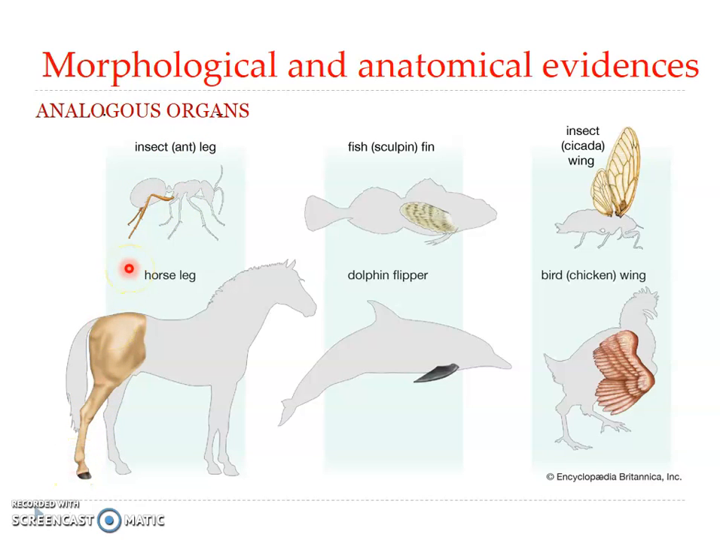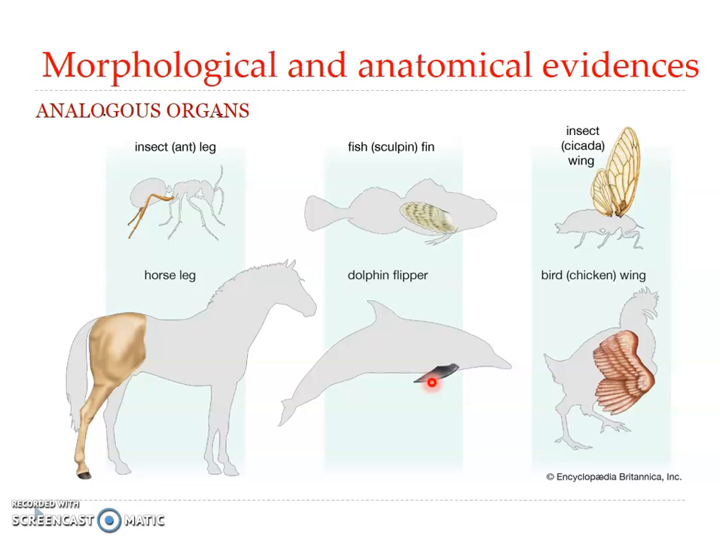Okay. Then the second one we have is a fin of a fish and flippers of an aquatic mammal. Superficially, they show close resemblance, for each has the form of a short, broad paddle. You can see here it is somewhat like a paddle or an oar. This is due to their same mode of life, that is a swimming adaptation, but anatomically they are different.